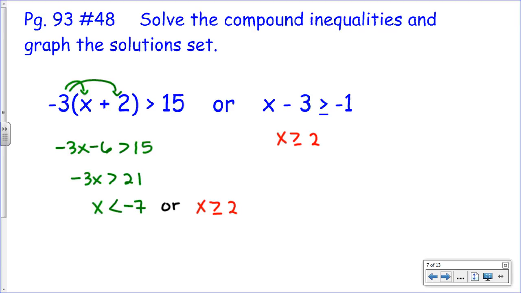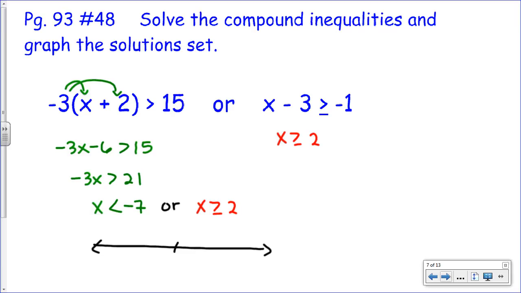It says graph the solution, so we have to graph anyway. Remember, this is just solving. This is not writing my answer yet, so I have to use interval notation. It doesn't tell me a notation, so I'm using interval notation.